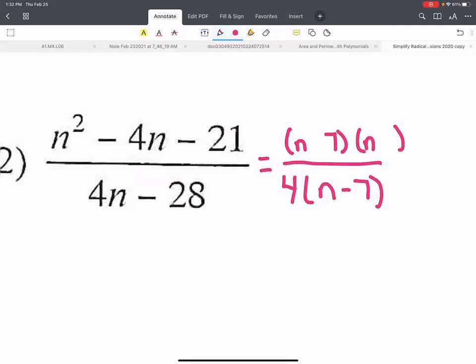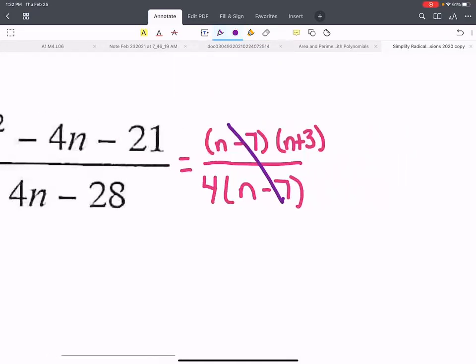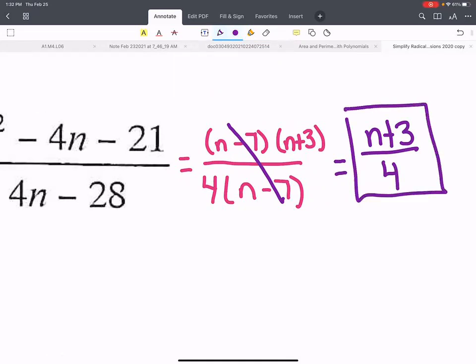Factors of 21, one of which is 7, 3. Yeah. And I want to get a -4 when I add. So where should I put my negative? With the 7 and plus 3. Then what can I cancel here? The n minus 7s. And my final answer is n plus 3 over 4. Am I good?